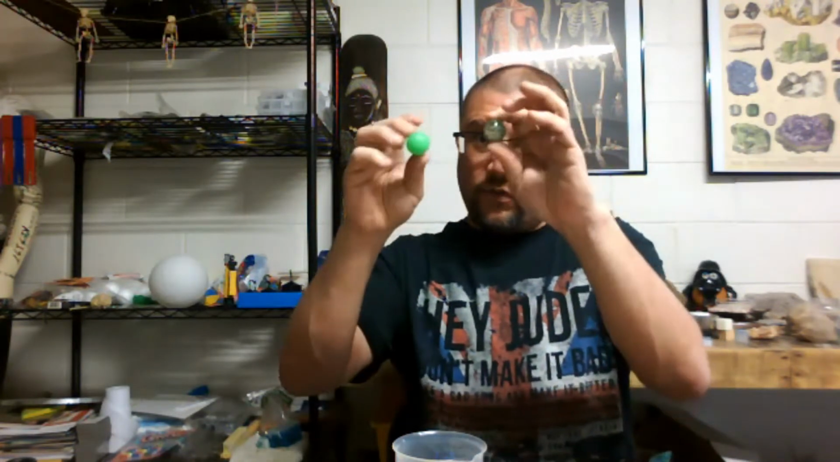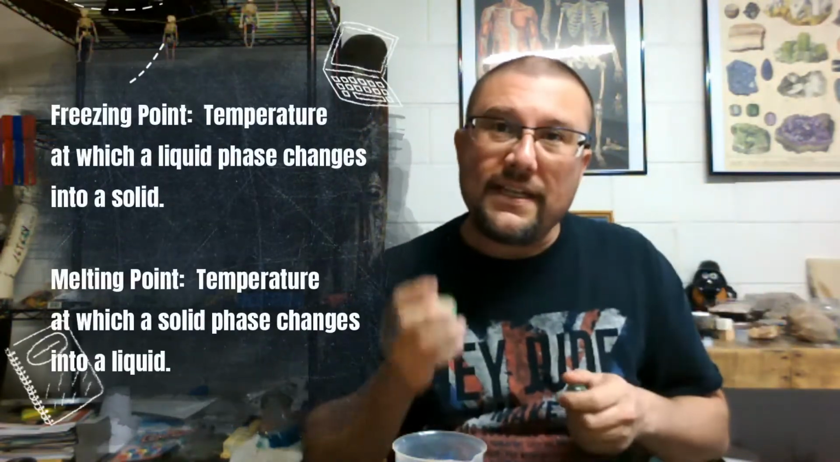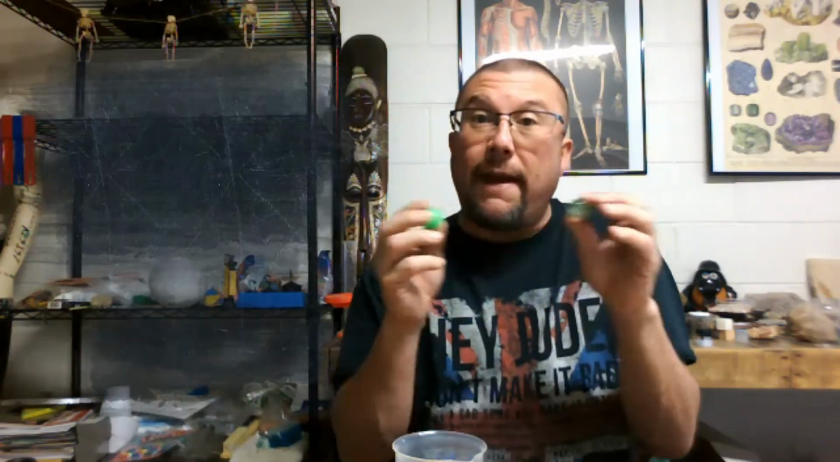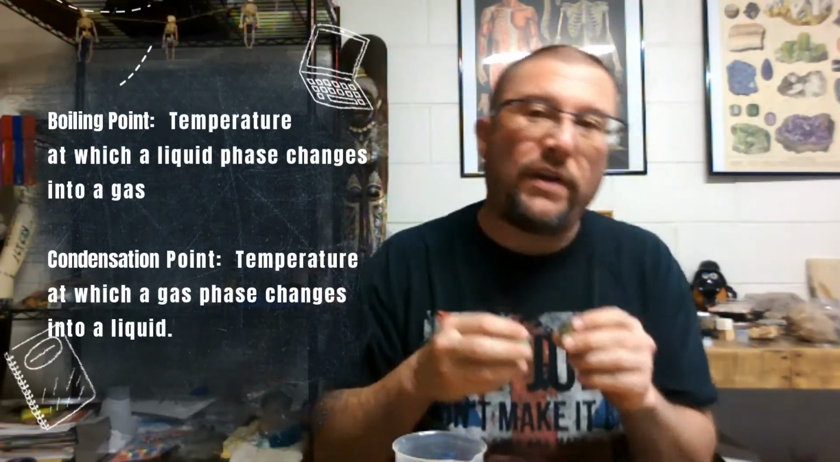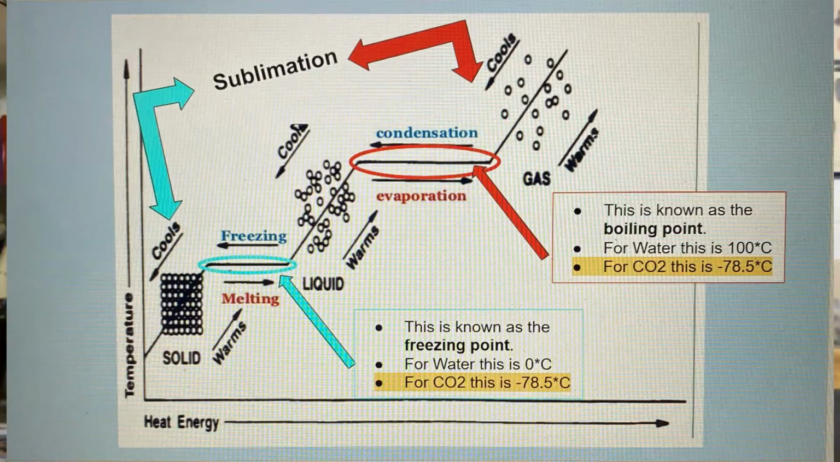Now for water, our freezing point or our melting point, it's the same thing because it either goes from a liquid freezes to a solid or a solid liquefies into a liquid. The freezing or the melting point for water is 0 degrees Celsius. The boiling point or the evaporation point or condensation point for water is 100. That means any particles of water that are above 100 degrees are always gas. Any particles of water that are between 0 and 100 are liquid. And any particles of water that are below 0 are solid because they're frozen.